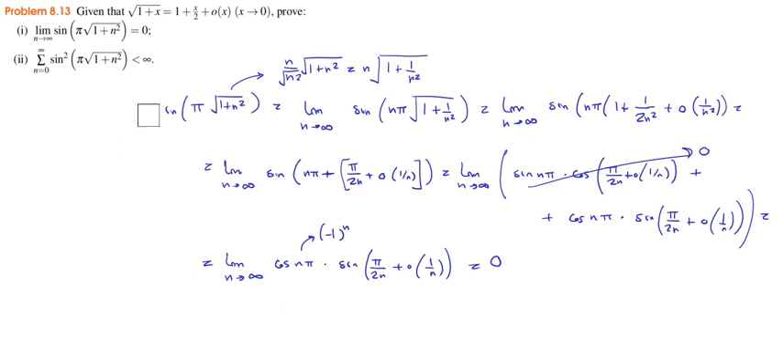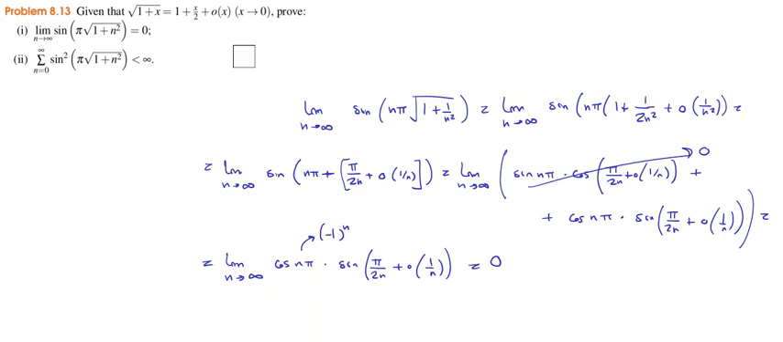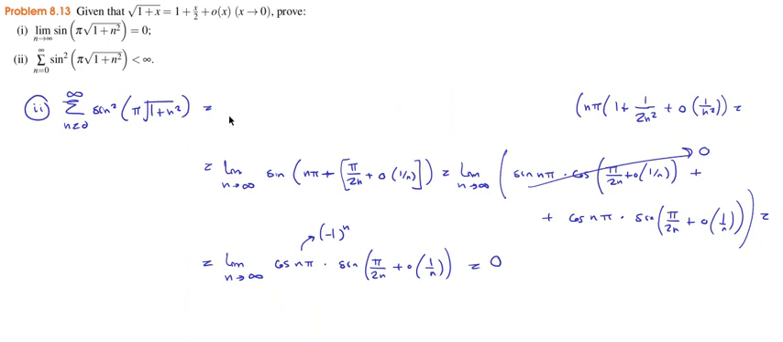Now for the second one, we have the sum from n equals 0 to infinity of the sine squared of pi times the square root of 1 plus n squared, but we have just written that this is equal to this. So this is the sum from n equals 0 to infinity of the sine squared of n pi plus pi over 2n plus small o of 1 over n. Okay, that's the sum.